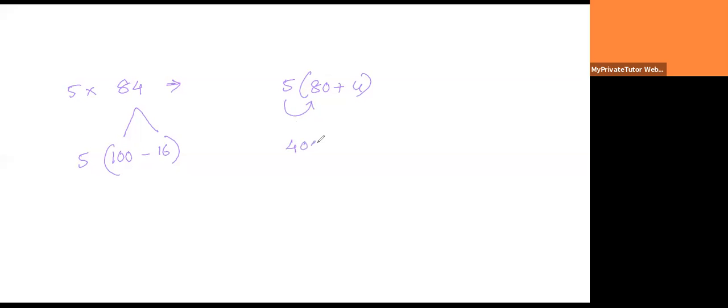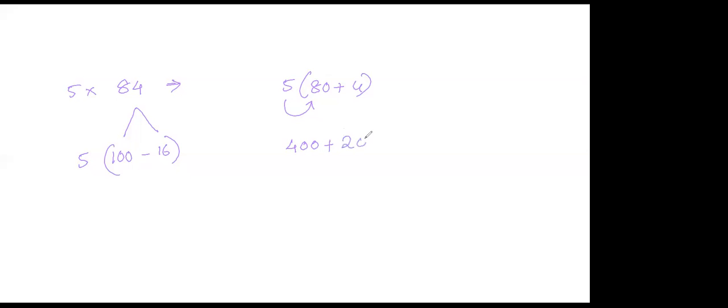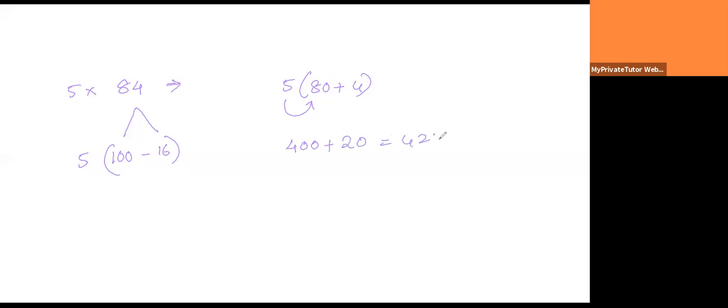5 8s are 40, so 400. 5 4s are 20. So we got the answer is 420. Say in this case, we'll get 500. 5 16s, it might take some time to calculate 16 and 5, right?